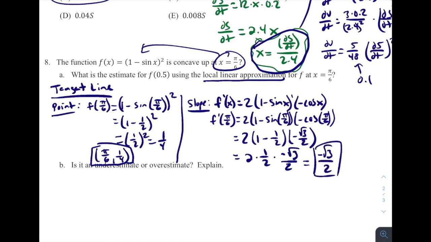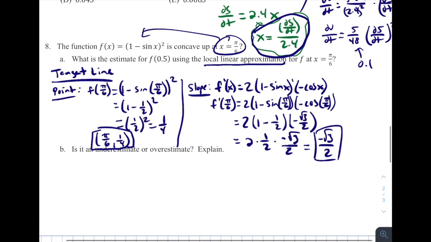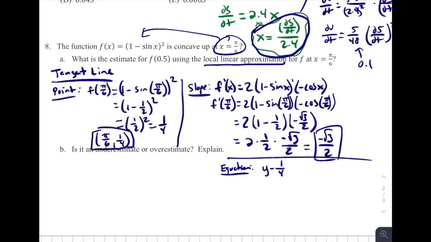So what's the equation? Moving down into this B part, the equation of that tangent line is going to be y minus 1/4 is equal to negative root 3 over 2, the slope, times x minus pi over 6. So I'm using the point that we found and the slope that we found, and then writing this in point slope form here. To find the approximation of f of 0.5, I'm going to plug in 0.5 for this. This is absolutely one I'd use a calculator for in order to do it.